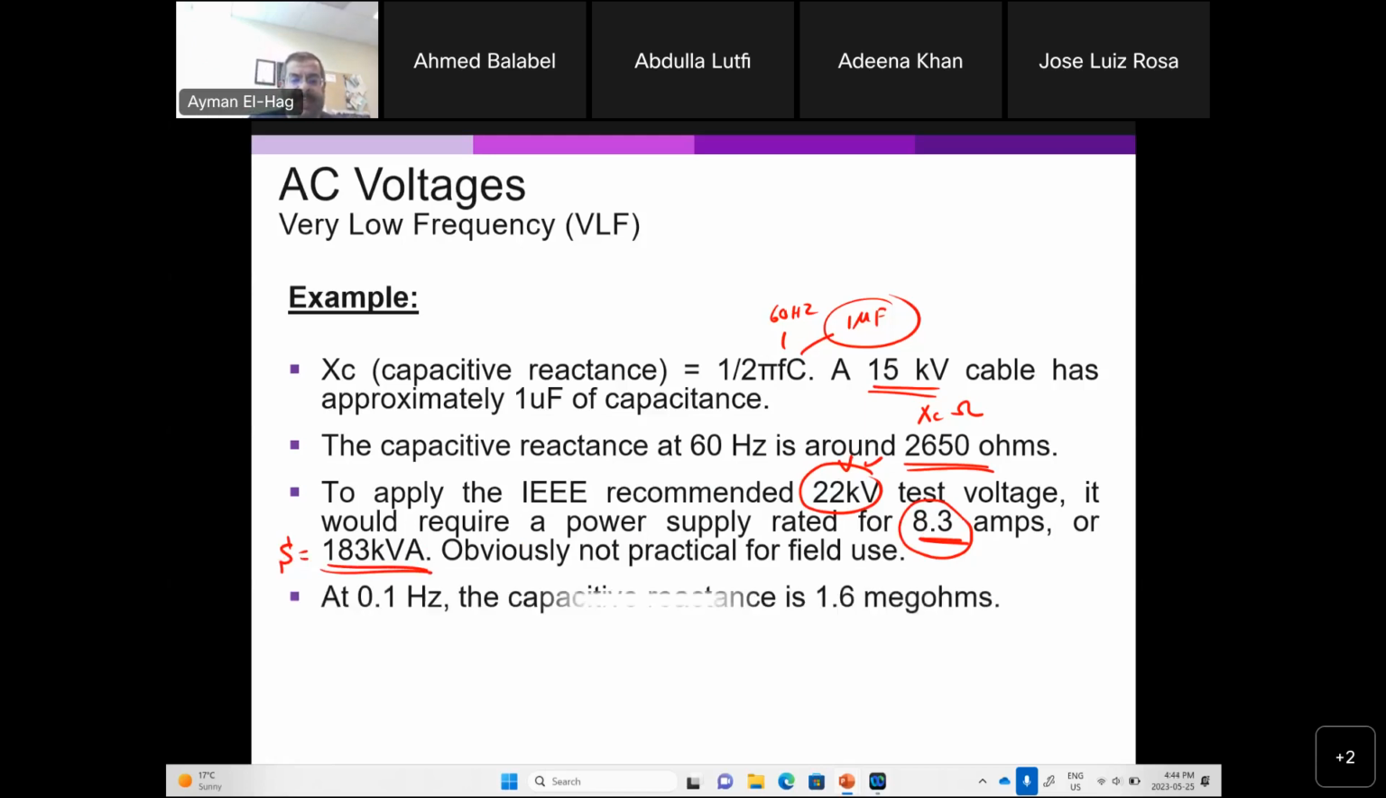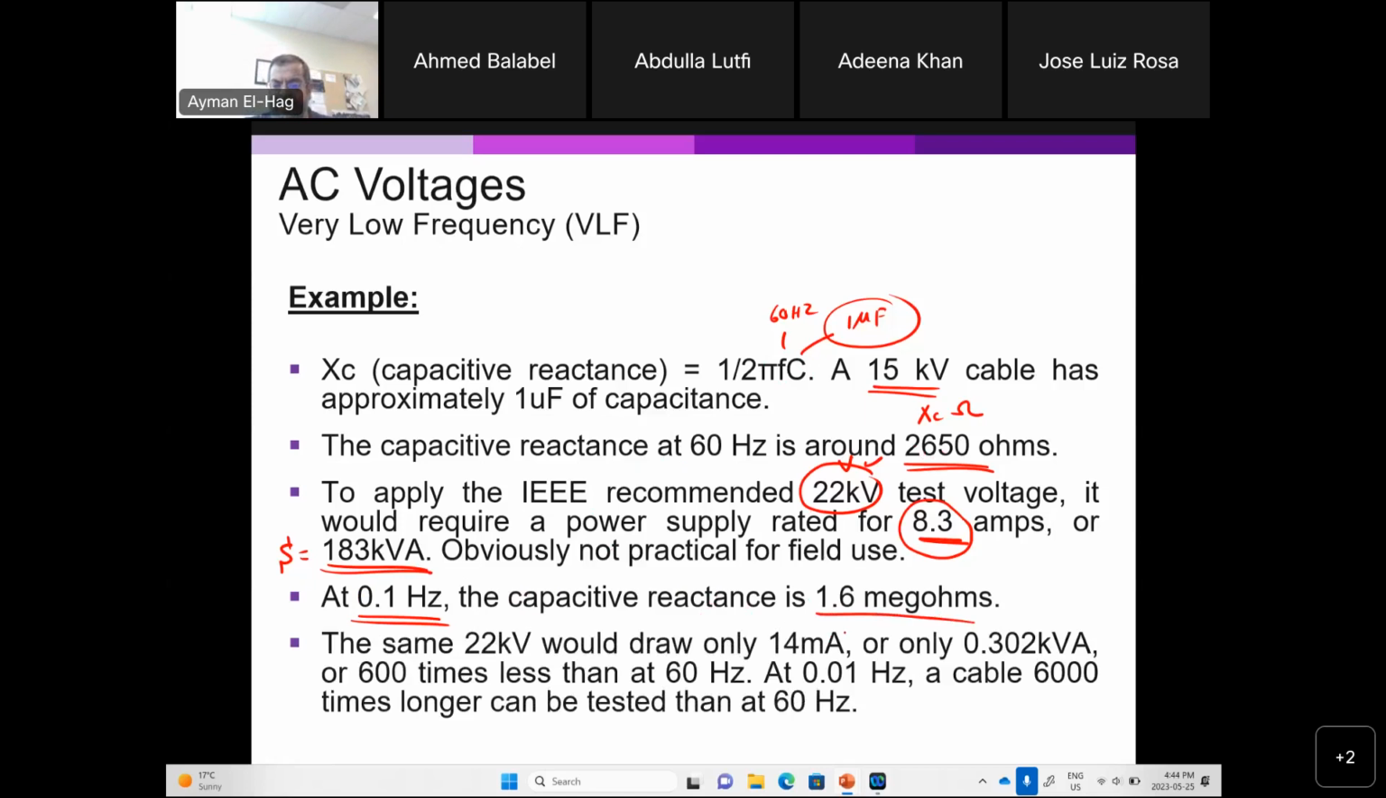Now, let's see if we test that at 0.1 hertz. Now, 0.1 hertz is still AC, so there is no space charge. It is slower than the 60 hertz, yes, but it is basically not DC. So the stress is closer to the AC, not the DC. Now, because of the very low frequency, the impedance or the reactance of the capacitor becomes extremely high, 1.6 megaohm compared to 2.6 kilohm. So the current becomes very small, 14 milliamps.